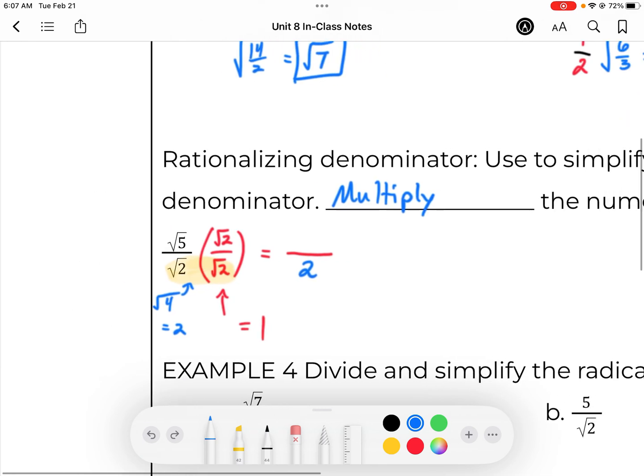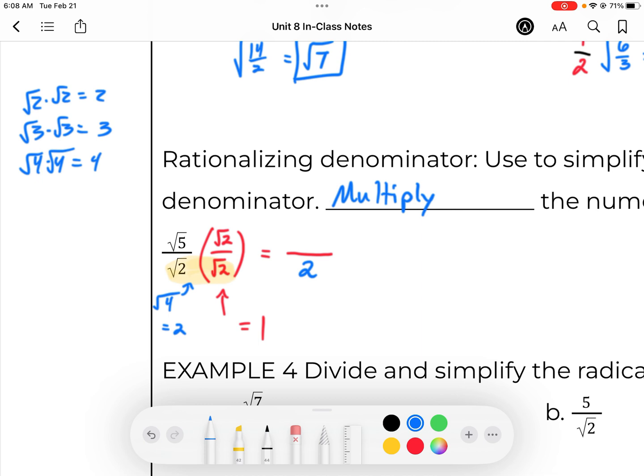Okay, over here on the side, I'm going to make a little note to you. Root 2 times root 2 equals 2. So root 3 times root 3 would equal just 3. And root 4 times root 4 would equal just 4. And root 5 times root 5 would equal just 5. So the pattern continues that the square root of some number x times itself, the square root of some number x, equals just that number x. Okay, so that is what we're using to rationalize that denominator.